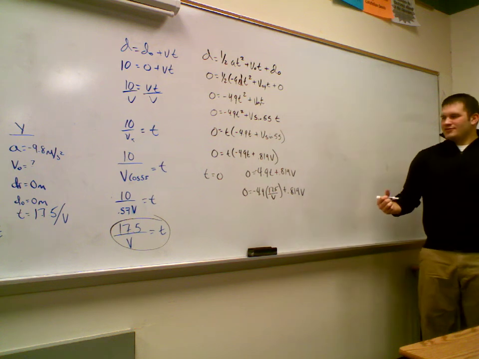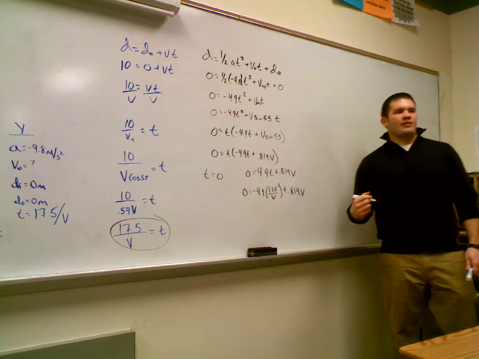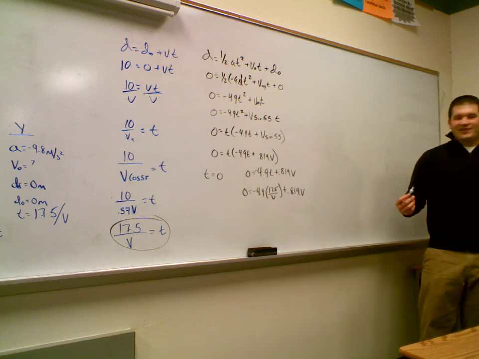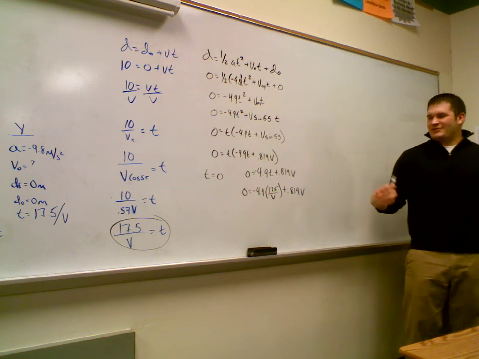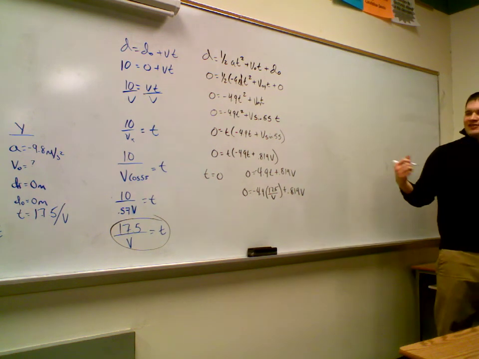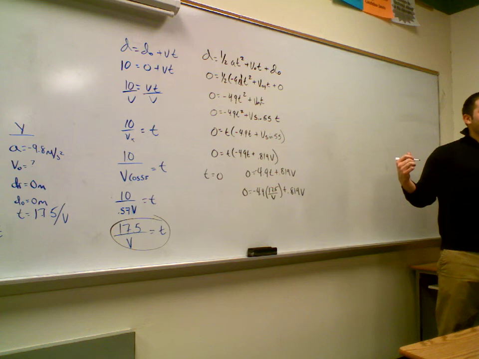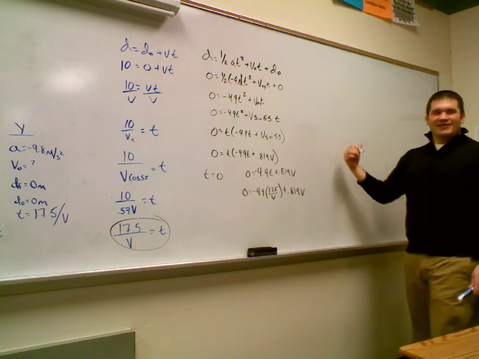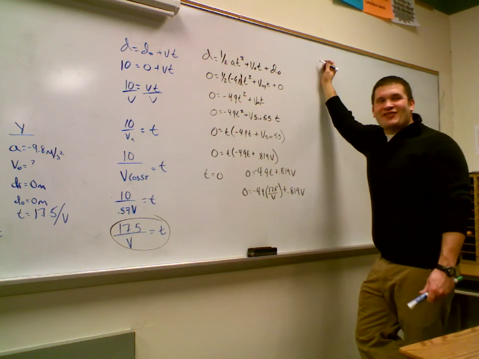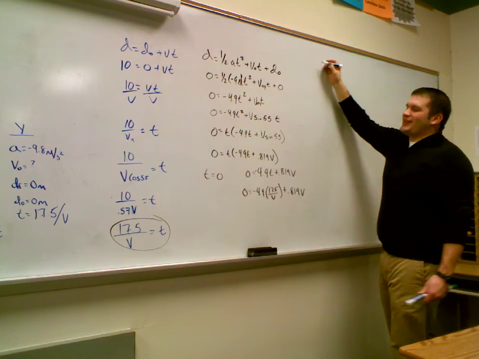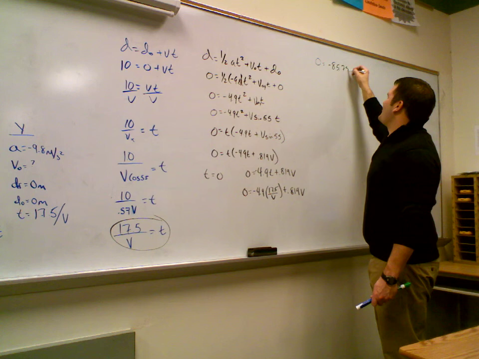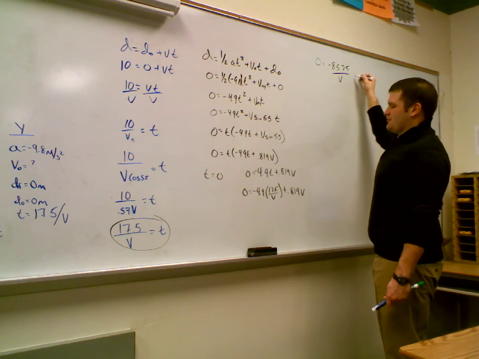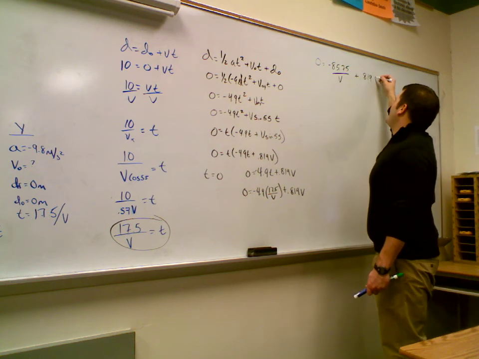So now, can I simplify this at all? You can cancel the v? We cannot cancel the v because they're added, they're not multiplied, Richard. You're hoping for an easy way out there, weren't you? Okay. Negative 4.9 times 17.5, what is that? Negative 85.75. Over v plus 0.819 v, right?